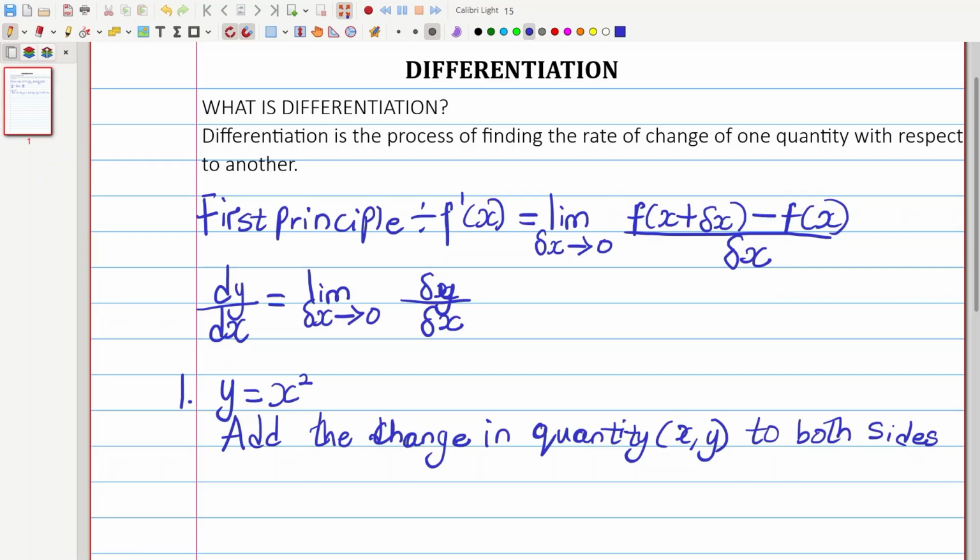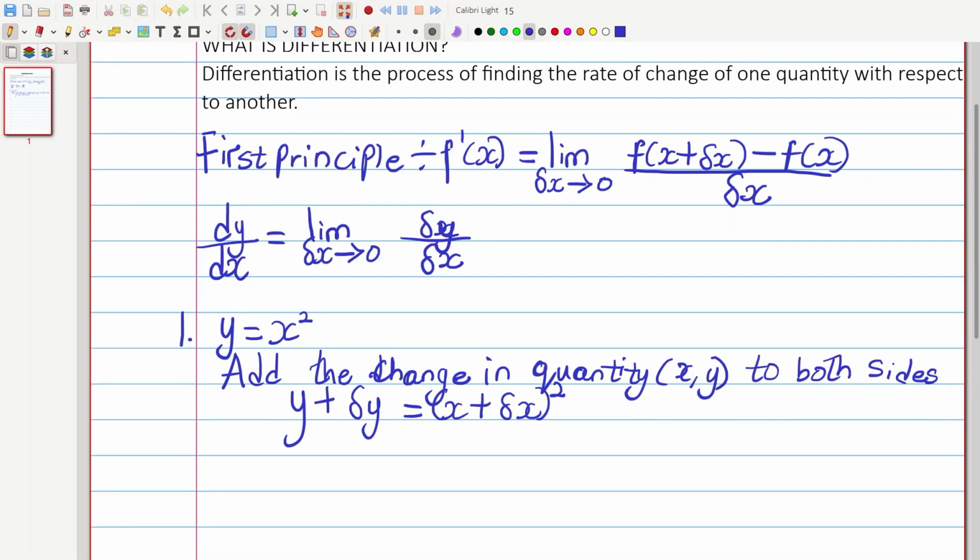So remember, differentiation is the process of finding the rate of change. You know that delta y is the change in y and delta x is the change in x. So we're going to do y plus delta y is equal to x plus delta x. Now we are going to put our delta x into where x is, because x is raised to the power of 2. So we're going to do x plus delta x in brackets raised to the power 2.